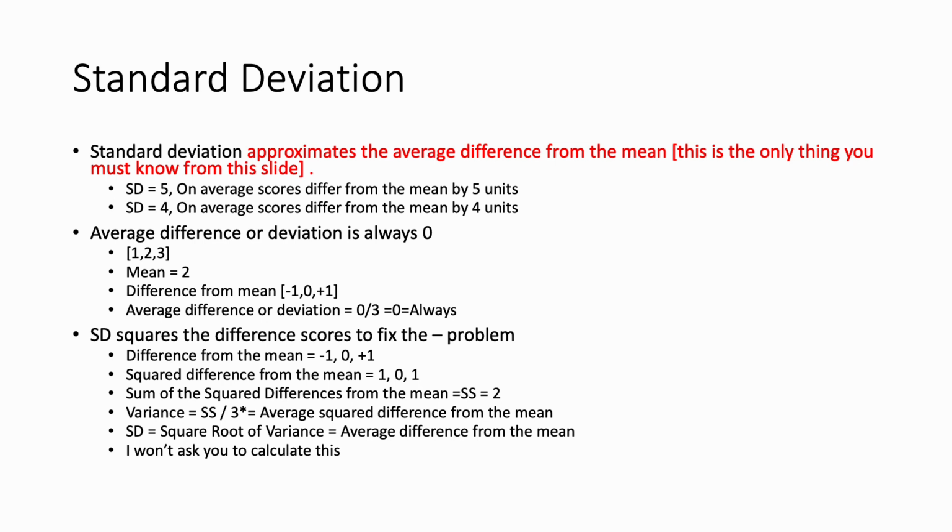Well, there's a reason we're not just finding the average difference from the mean, and that is because the average difference, or average deviation, I'm going to start using those interchangeably, is always 0. So I'm going to prove that to you with a quick little example. You can run your own separate data example and prove it for yourself. But 1, 2, 3, that's our data set. The mean of that data set is 2. The difference from the mean: 1 minus 2 is -1, 2 minus 2 is 0, 3 minus 2 is +1.